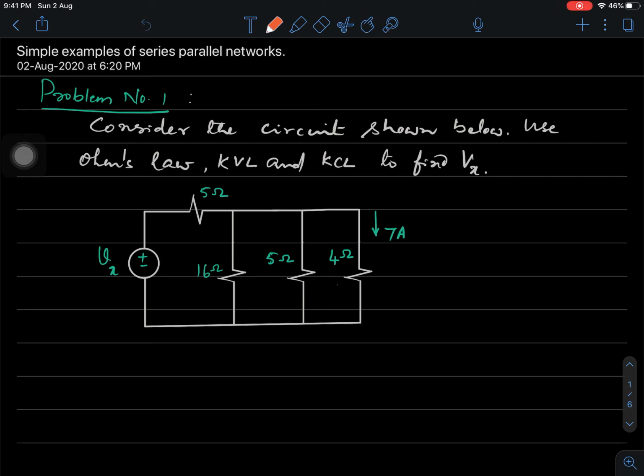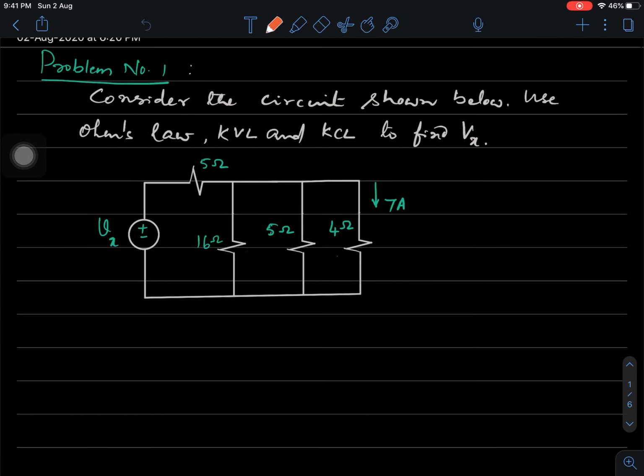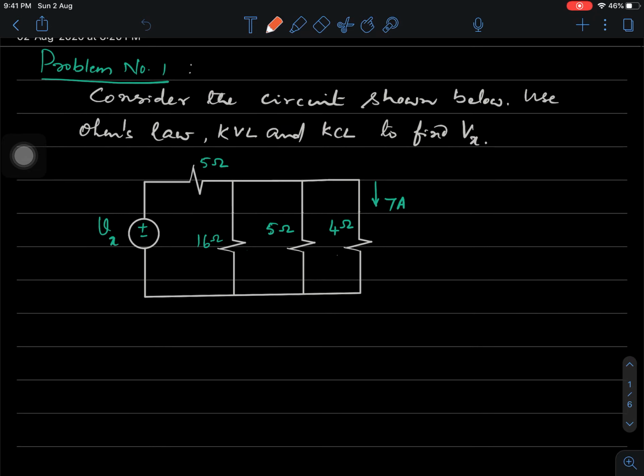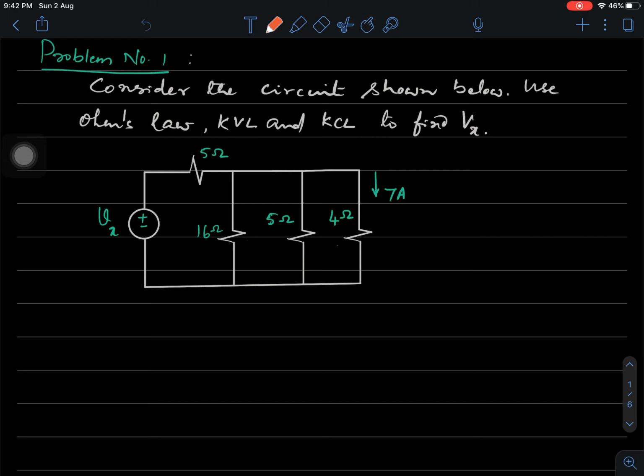In this video I am trying to cover a few simple problems on series parallel resistors, or combinations of series parallel resistances. Through these examples we are trying to see how we can apply simple laws for the analysis of electric circuits or networks. Alright, so let's begin with the first problem.